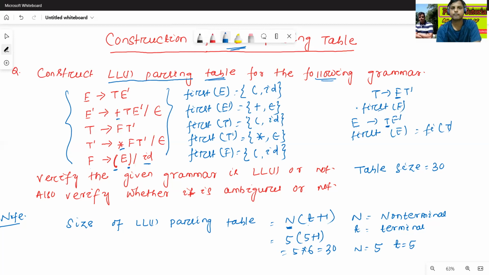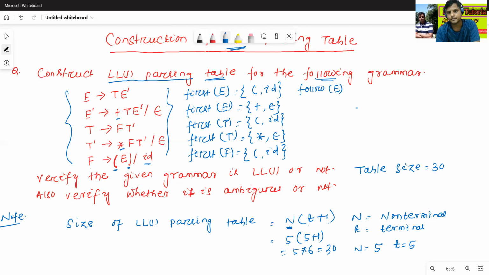Now we'll find out the follow set. Here follow of E, follow of E prime, then follow of T, then follow of T prime, then follow of F.